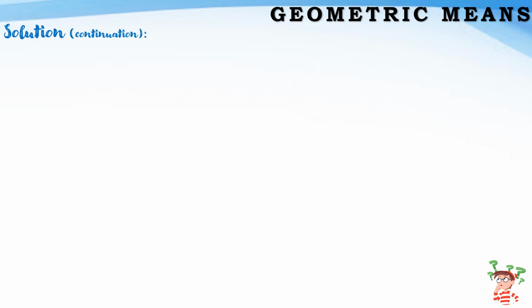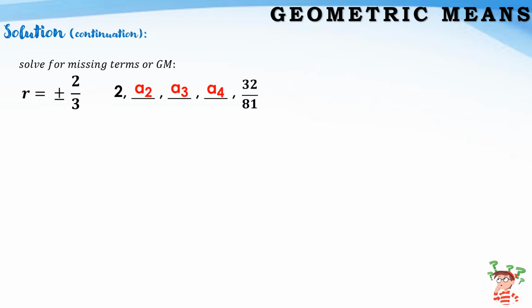Okay, let's continue our solution. So, nakuha na natin ang ating ratio or r. So, that is equal to positive, negative 2/3. Now, we can get or determine the missing terms or the geometric means. So, balikan natin yung ating illustration. That is 2, a sub 2, a sub 3, a sub 4, and 32/81. So, nawawala o kailangan nating hanapin yung tatlong geometric means ng ating terms, which will be our a sub 2, a sub 3, and a sub 4.